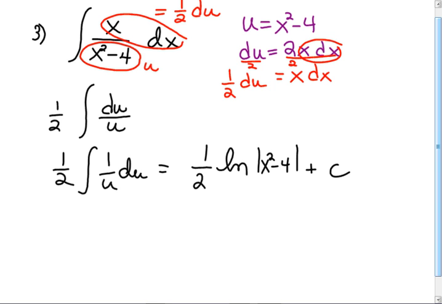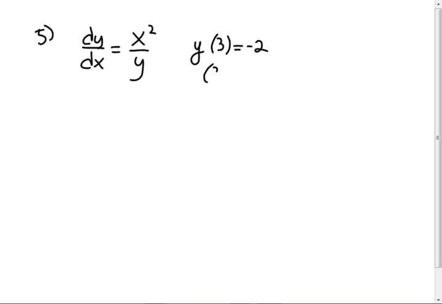Well, 5 is very similar to number 6 on the yellow packet. I don't know if it's any easier. Are you ready for me to switch pages? Okay, this is 5 on the pink packet. And it says dy/dx equals x squared over y. This is just a differential equation, and I know that y of 3 equals negative 2. So that's the ordered pair 3, negative 2. Now, do I need to write down the steps again to remember what the first step is? Because this you can memorize. Separate the variables. So this is a little easier.